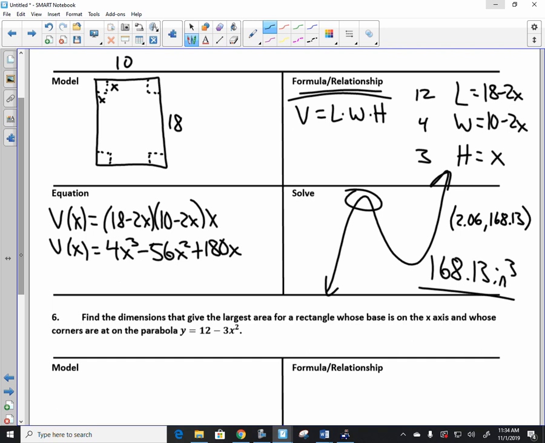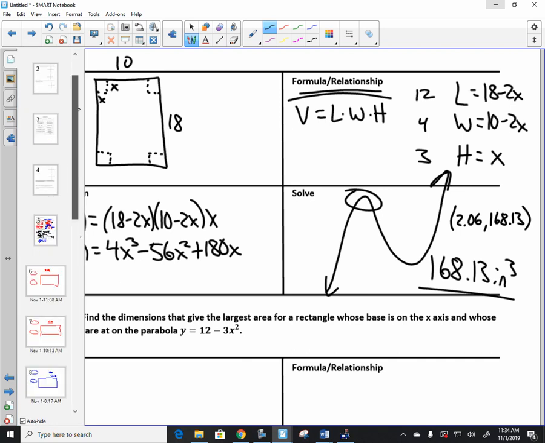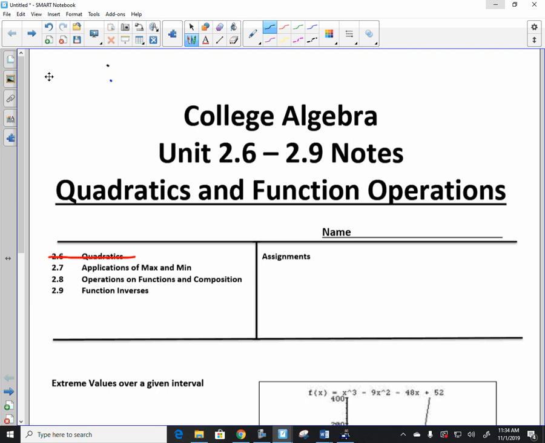This is not easy stuff. But generally people do better with these word problems than they did the first time around. I think you can handle it. If you notice, we are done with quadratics. We are into the applications of min and max. After Monday, we'll be ready to move on to 2.8. So this is not easy stuff. Stay on top of it. Make sure you enjoy a good weekend of some math homework.